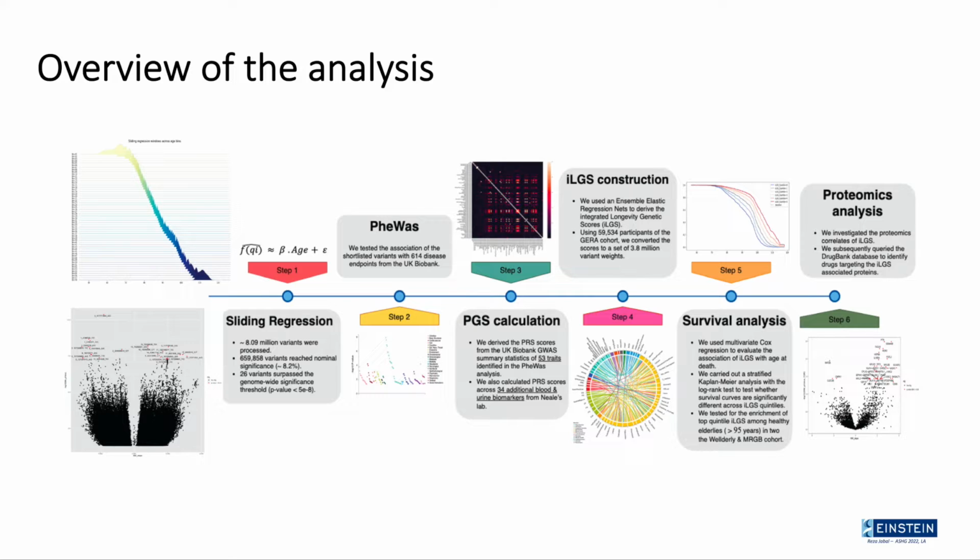We also computed PRS scores for an additional 34 blood and urine biomarker traits. We applied an ensemble of classical machine learning methods to build composite PRS scores and explored the utility of our integrated PRS scores in distinguishing differential survival. Finally, through proteomic analysis we explored the utility of our polygenic model for drug repurposing applications.